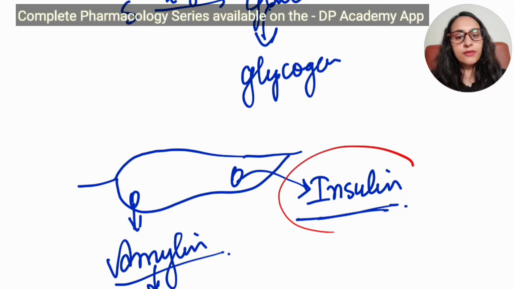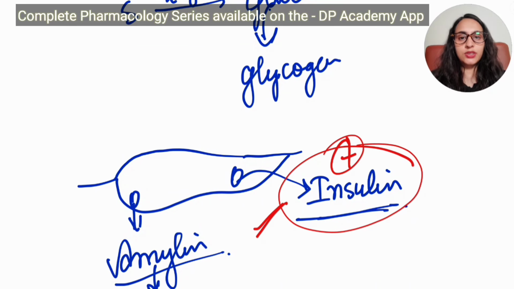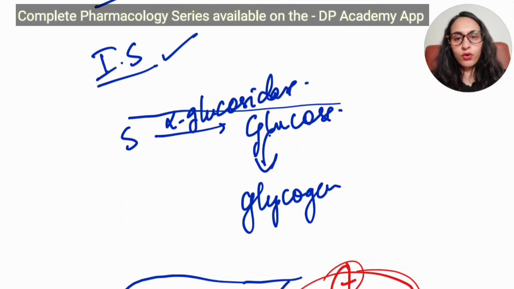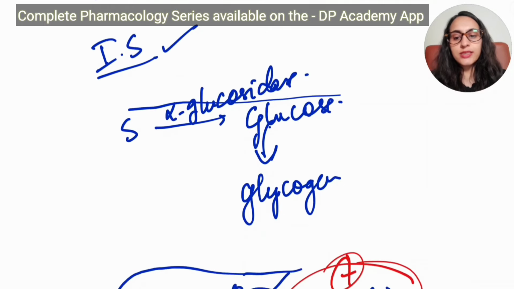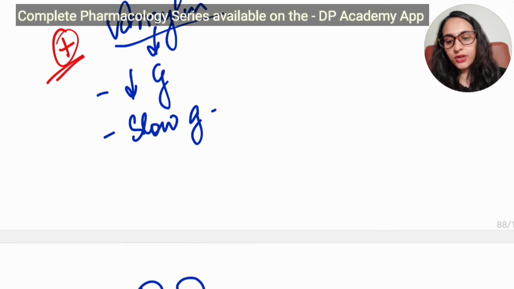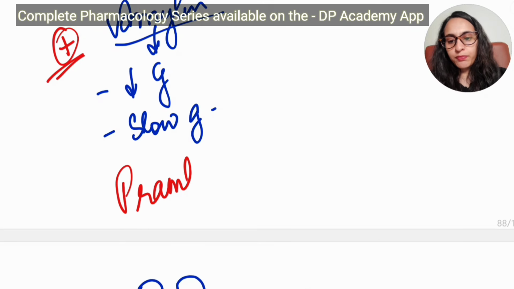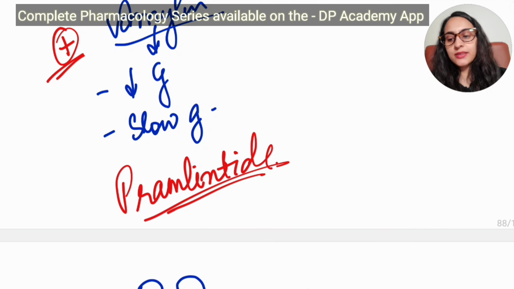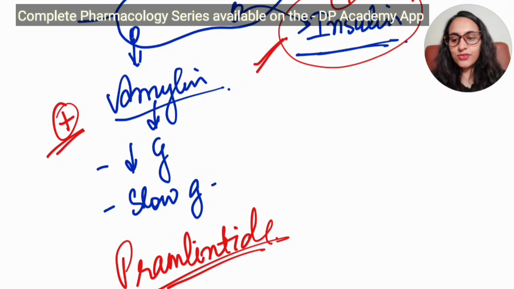One way is the one that we have talked about: giving insulin to the patient. Another way that we'll be talking about further is the drugs that stimulate the amylin-like receptors. So we have a drug that is pramlintide. Pramlintide is a drug that stimulates the amylin receptors.